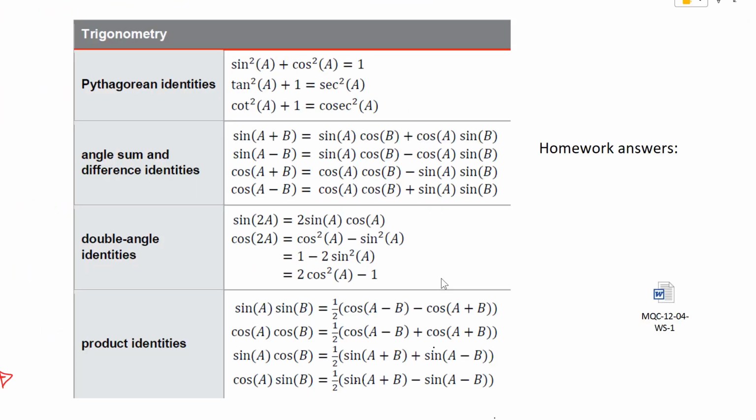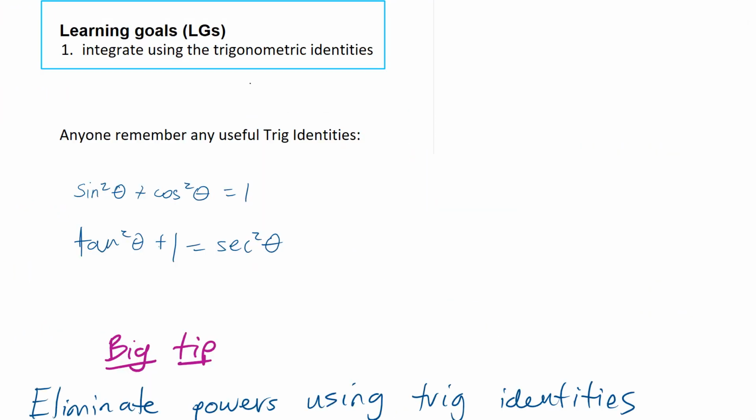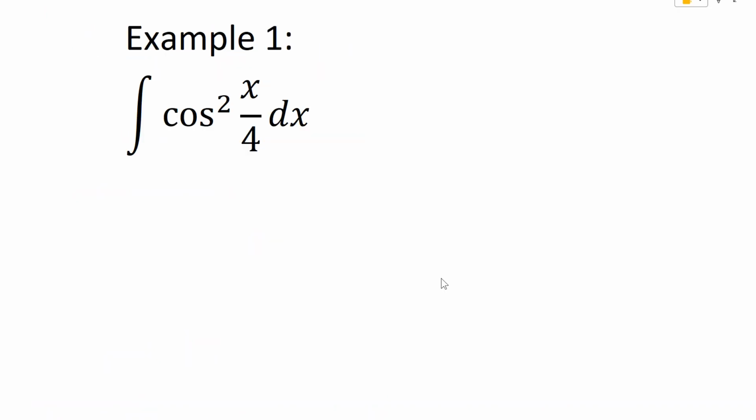Here they are. Ta-da! The biggest tip today: if you have a cos with a power or sine with a power, we want to get rid of that power by using a trig identity. So we're going to substitute in to get rid of the power before we integrate. So, first one, we've got cos squared. We want to eliminate the squared.